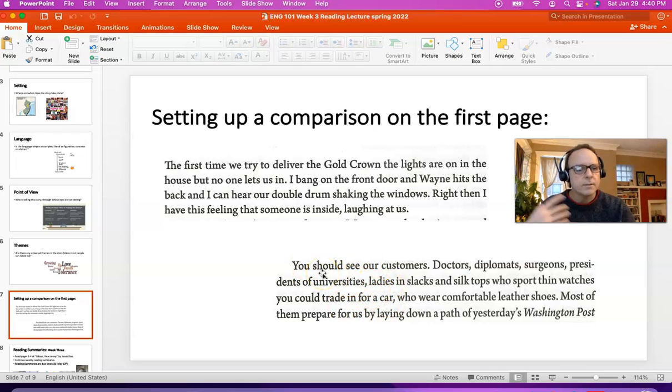He's talking about the work he does. They drive all over New Jersey, New York, different places, and they deliver these very expensive pool tables. And he says, you should see our customers: doctors, diplomats, surgeons, presidents of universities, ladies in slacks and silk tops who sport thin watches you could trade in for a car, who wear comfortable leather shoes. Most of them prepare for us by laying down a path of yesterday's Washington Post. So they read a newspaper.